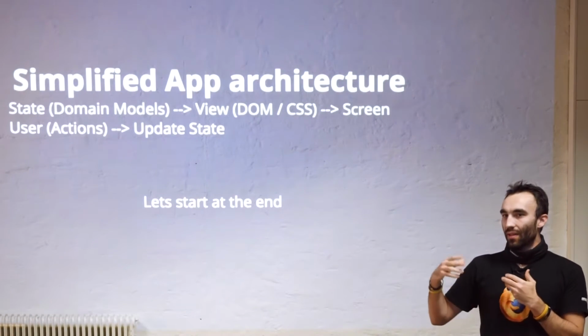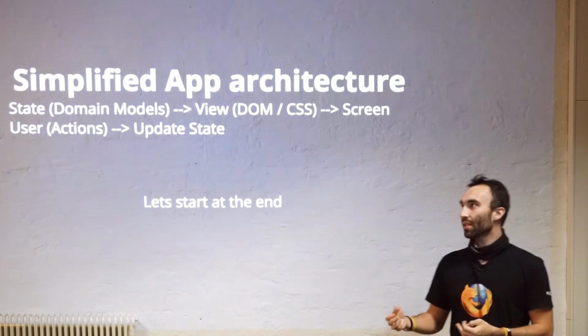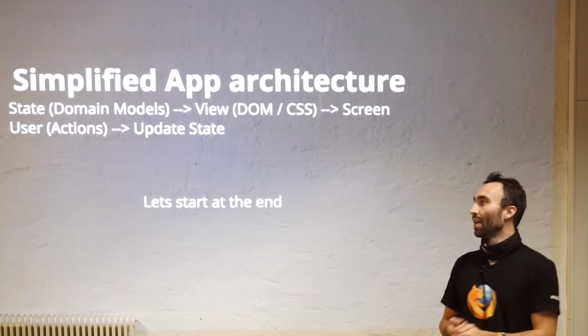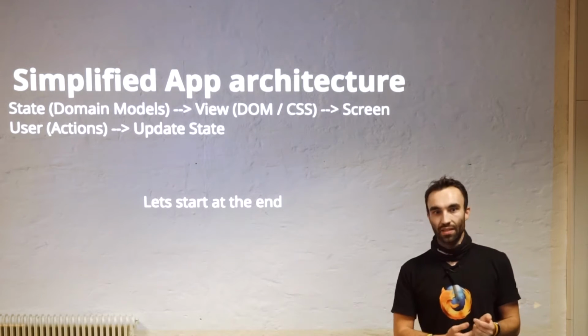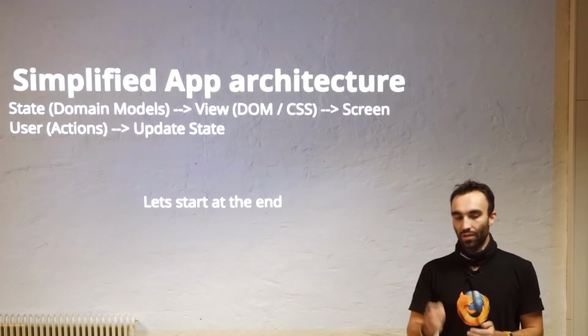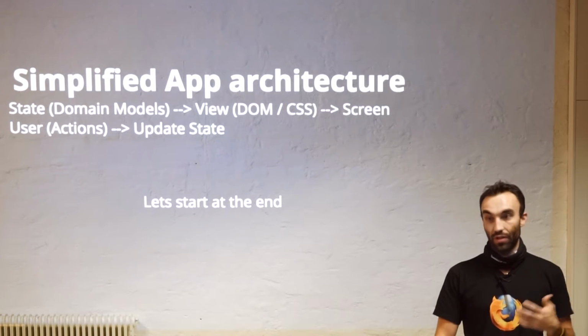The simplified architecture of a modern JavaScript app is basically a set of transforms. You have your state, your domain models, and you transform those to your views, to your DOM and your CSS, and this gets transformed into the pixels on your screen that you can actually see and interact with. And if you're interacting with this, you as a user trigger actions with the user interface and actually cause updates to this state tree or to your state.